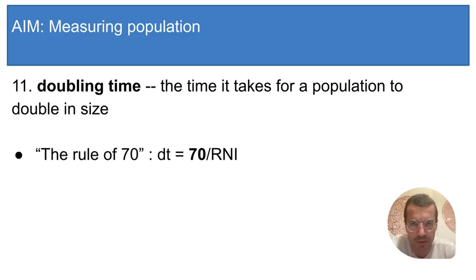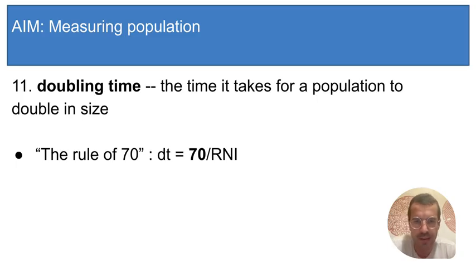I said a second ago that 3% is a really high rate of natural increase. Using the rule of 70, we can see that a country with an RNI of 3% will double in about 23 years. 70 divided by 3 is 23.3. That means that at this rate, the country would grow twice as big in just a single generation, which is incredibly fast. So again, don't be fooled by RNIs that look low.